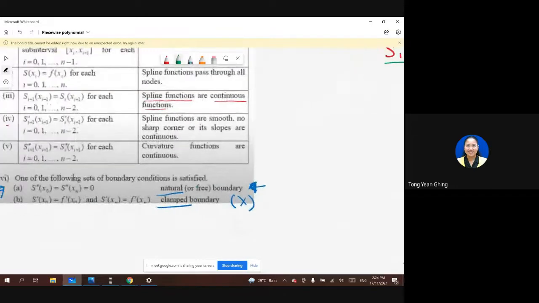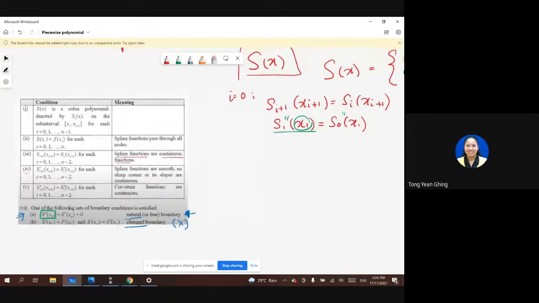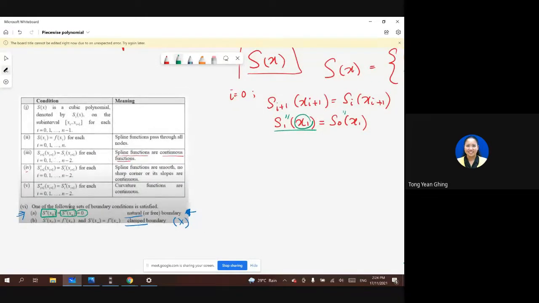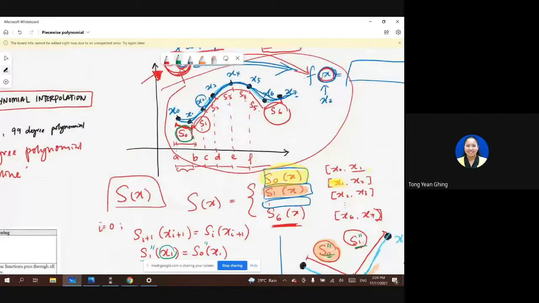And then the last one says that one of the following sets of boundary conditions is satisfied. If the second derivative for the first cubic spline equals the last one and equals 0, that means this is the natural boundary, the natural cubic spline. For example, S0 double prime has to equal S6 double prime and both have to be equal to 0. If it is 0, that means this is the natural cubic spline. Okay? So far, any problems?